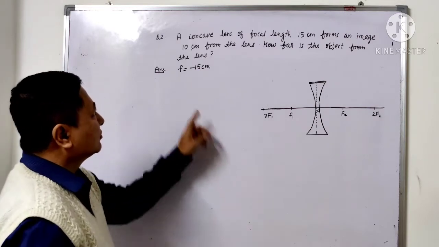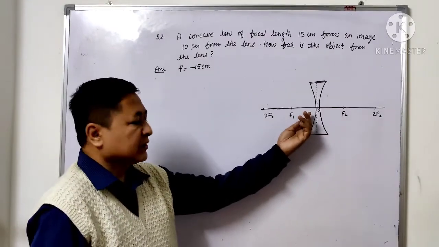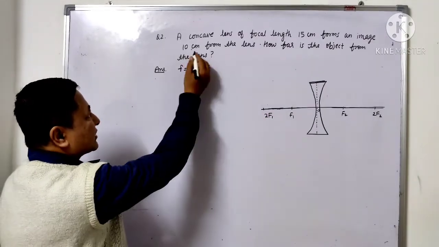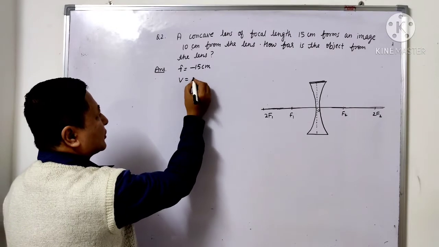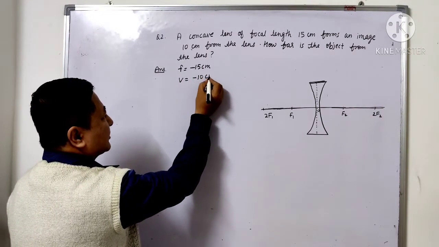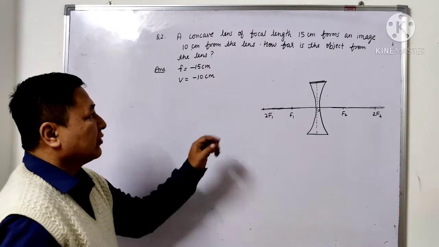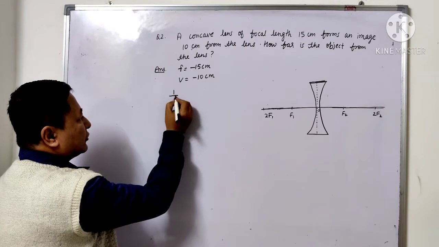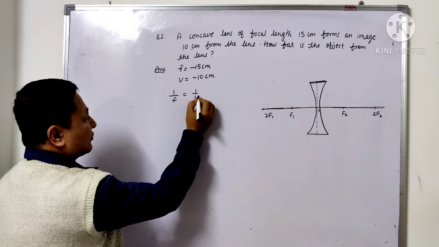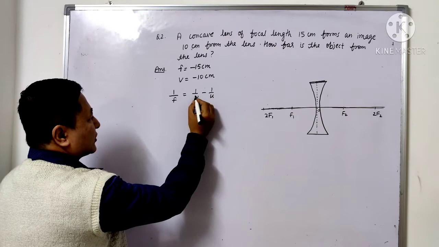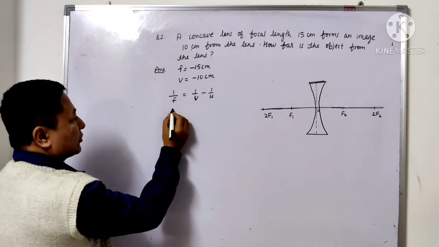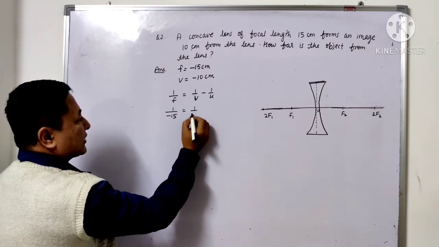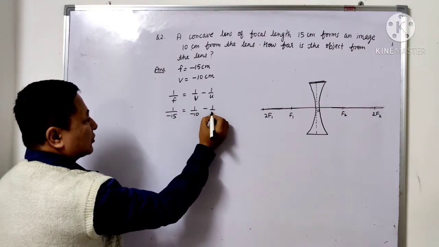And the image is also formed on the left hand side, so it will also be negative. So it is 10 centimeter from the lens, so v will be equal to minus 10 centimeter. Now we have to find how far is the object from the lens. We'll use the formula 1 upon f is equal to 1 upon v minus 1 upon u. This is the lens formula. So 1 upon f is minus 15, 1 upon v is minus 10 minus 1 upon u.